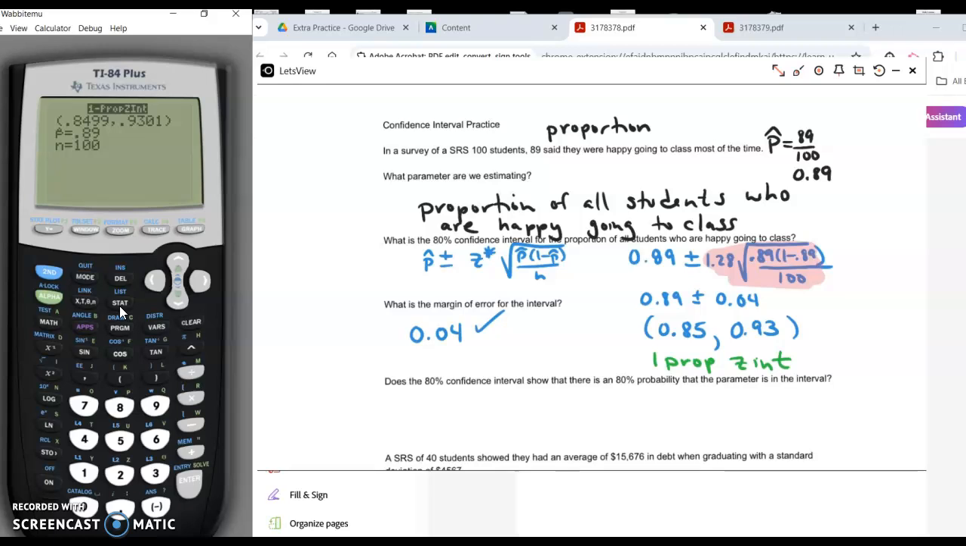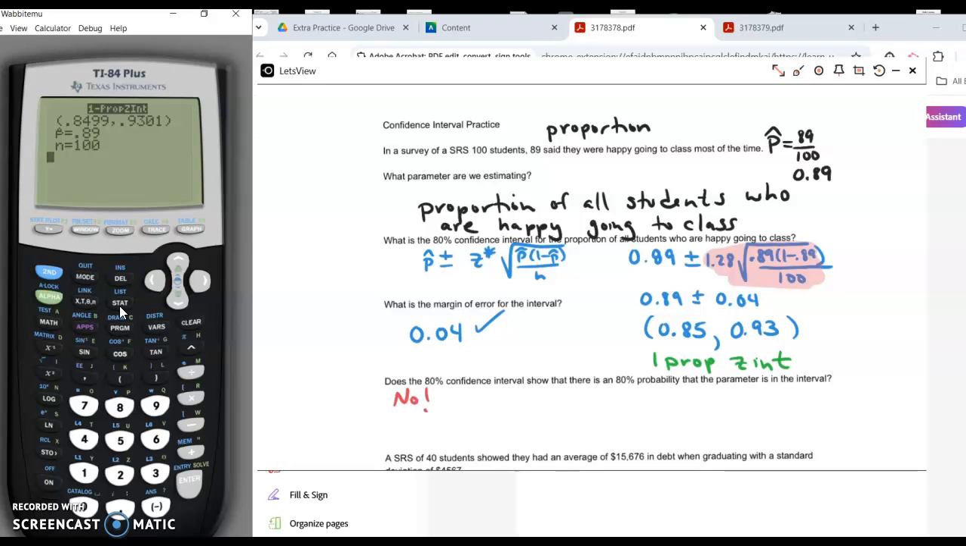Now, does the 80% confidence interval show there was an 80% probability that the parameter is in the interval? That's a big no, because confidence intervals do not talk about probability. They say if I construct an interval with a lot of different samples using the same method, 80% of the time it would contain the parameter.